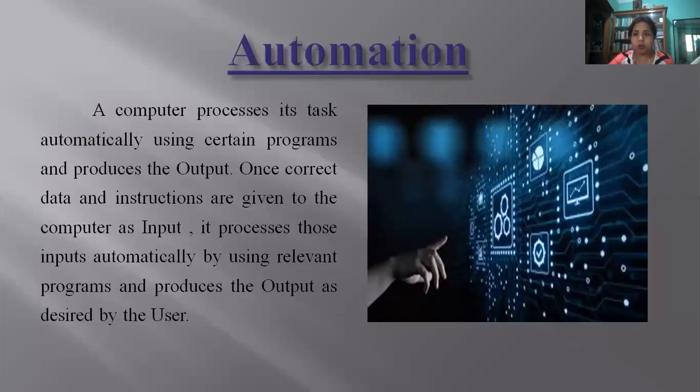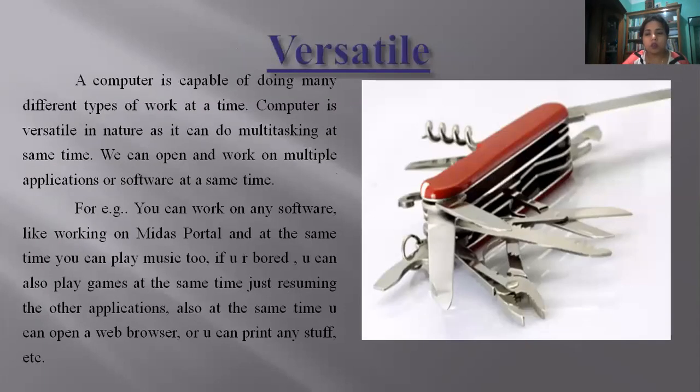Now, computer is an automatic machine, but for the first time, we have to give instructions to the computer. Later on, the computer can work by itself. Versatile means multi-talented or multitasking at the same time. Computer is a versatile machine because it can do many types of work. The same kind of computer can be used to do multiple types of work.